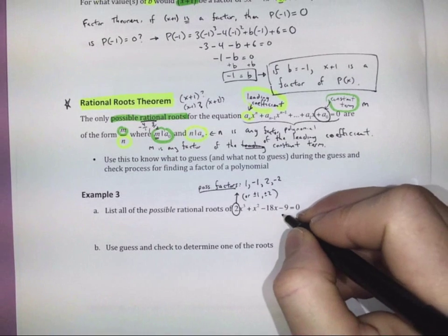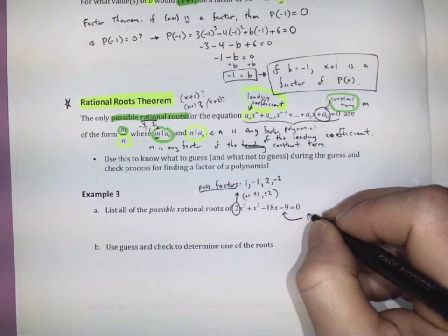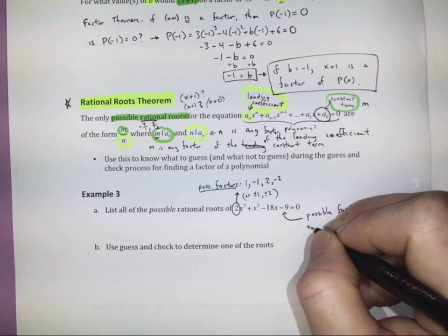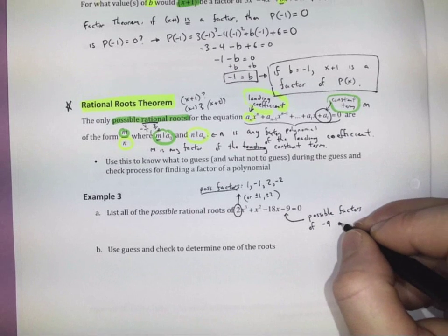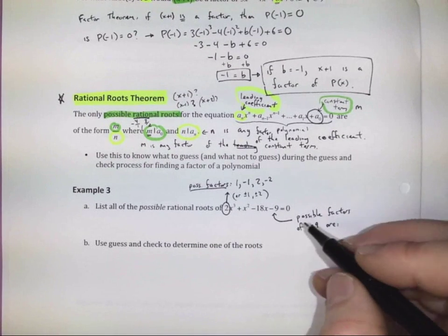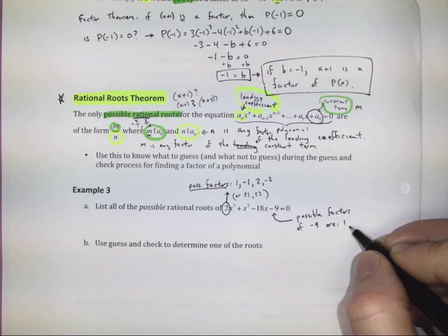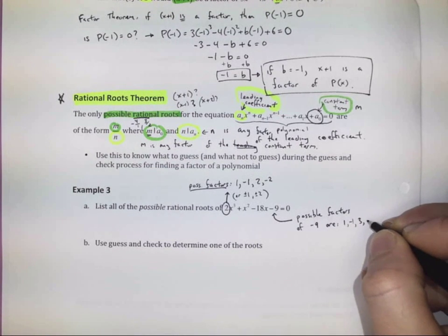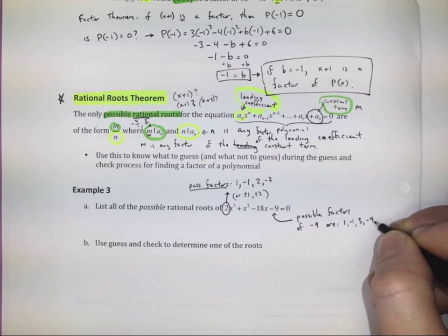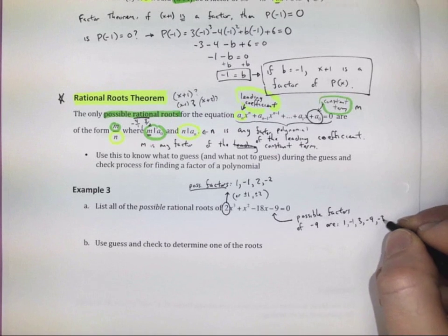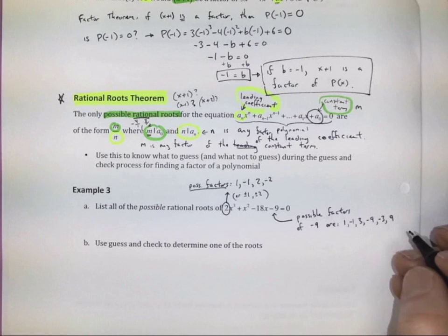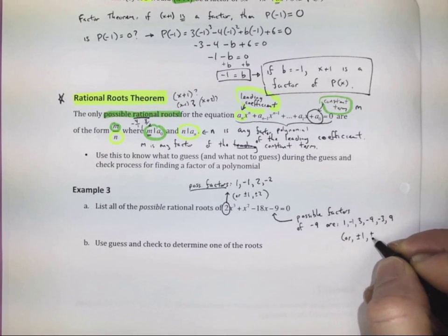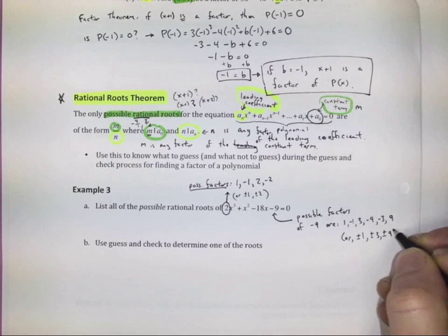Okay, what about -9? The possible factors of -9 are, again, 1 can go into 9, -9. So can -1. 3, -3. Oops. Well, -9 as well. -3 is what I meant to write, and +9. Or ±1, ±3, ±9.